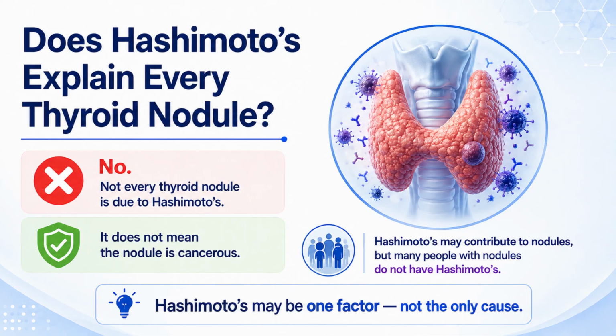Having Hashimoto's also does not mean that a thyroid nodule is cancerous. The simple explanation is this. Hashimoto's thyroiditis may contribute to a nodular thyroid because long-term inflammation changes the structure of the gland. But many people with thyroid nodules do not have Hashimoto's thyroiditis. Another possible cause depends partly on where a person lives and whether their diet contains enough iodine.